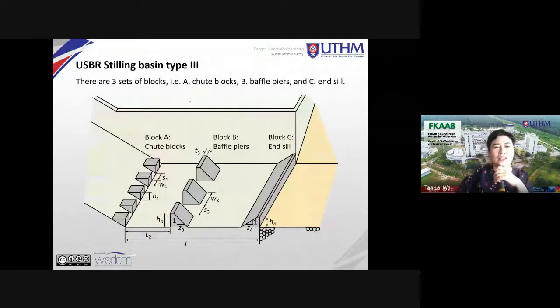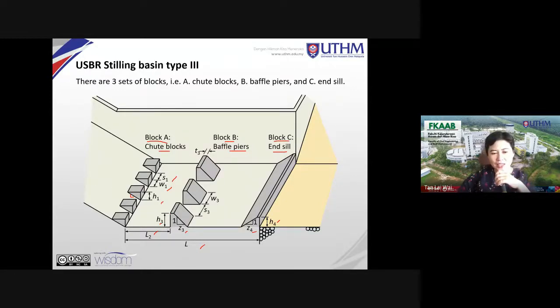So we have 3 sets of blocks. You can call it block A to represent the chute blocks, block B for buffer piers, and block C for the end sill. So this is what you are going to determine. S means spacing, the spacing between the chute blocks. W means the width of the block. H is the height. I don't have the slope here because it depends on the slope of your spillway.